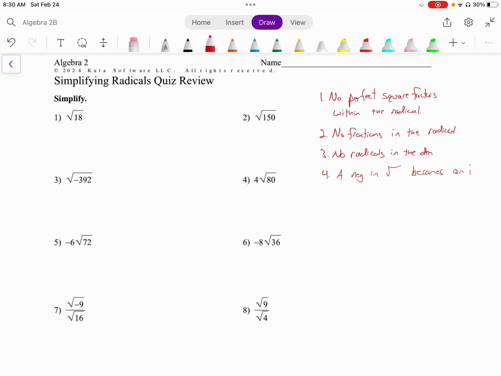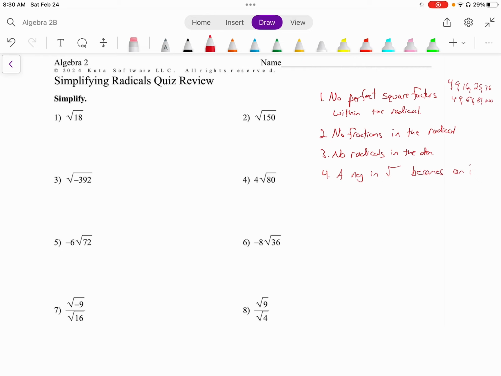So here we go. These first 6, we just have to check that first rule and the last rule because there's no fractions involved. So when we say no perfect square factors, we're thinking through our perfect square factors, which are 4, 9, 16, 25, 36, 49, 64, 81, 100. So we're checking to see if any of those numbers, which are perfect squares because it's 2 squared, 3 squared, 4 squared, go into the number. So normally they're on the lower end.